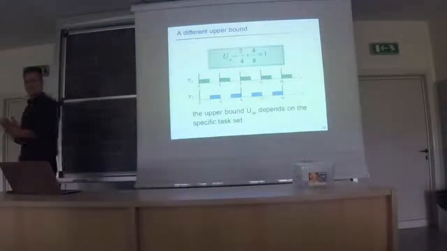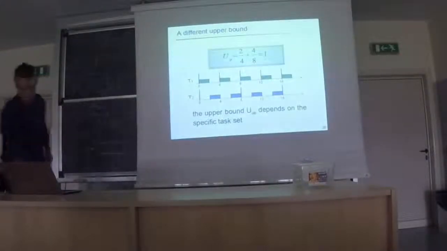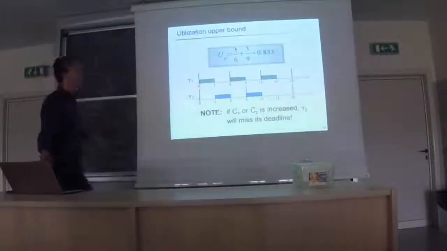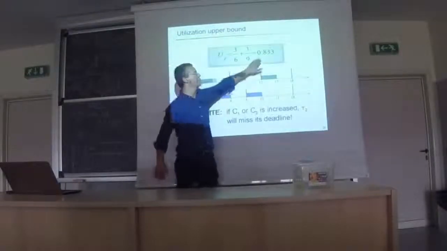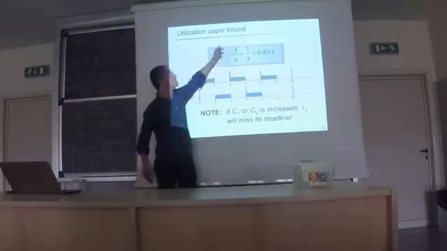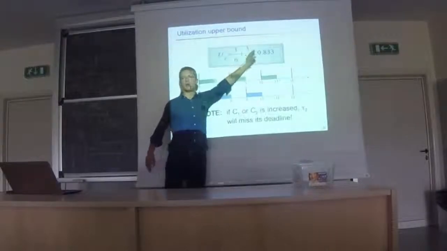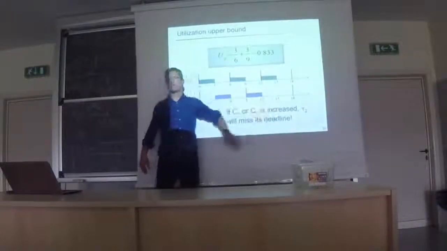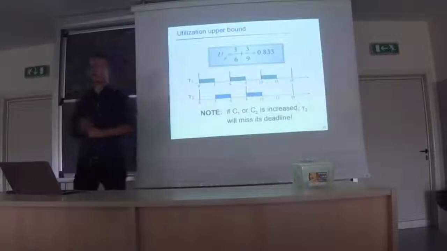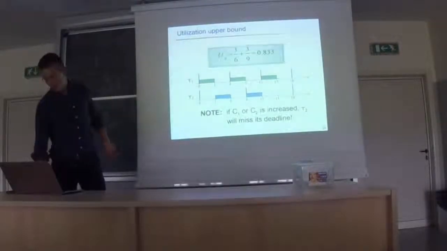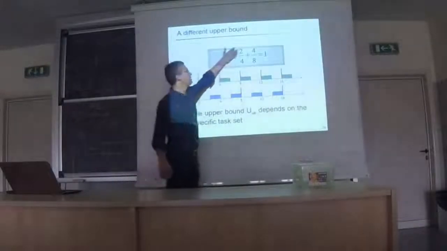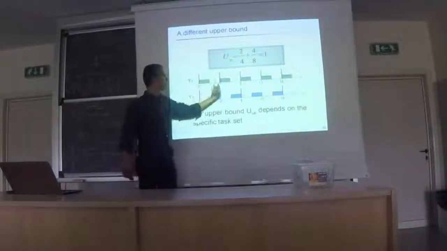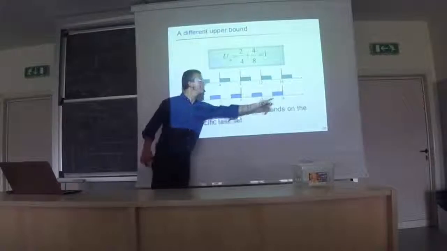And here again, it means that the maximum utilization I can get with a system of this kind is 0.8. If I increase by an epsilon, whatever, I cannot have a schedulable condition. But there are other cases in which I can reach 1. So these are two task systems: 2, 4, and 4, 8.